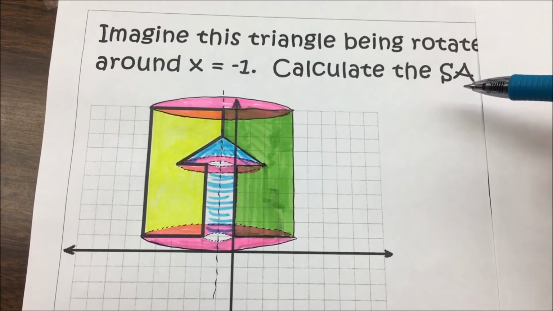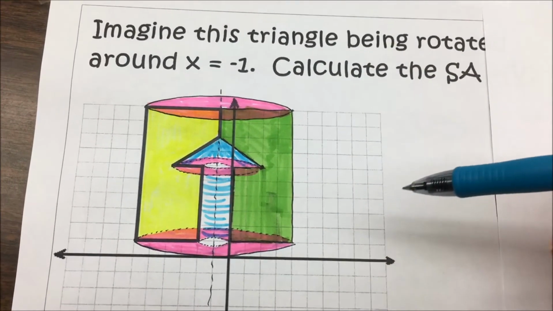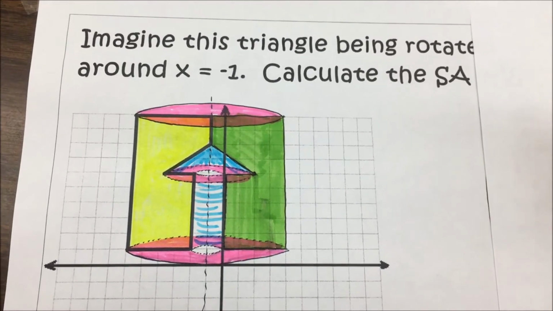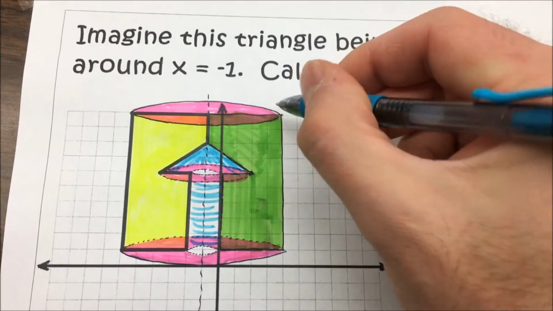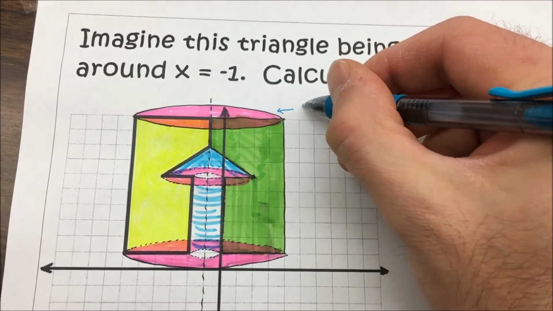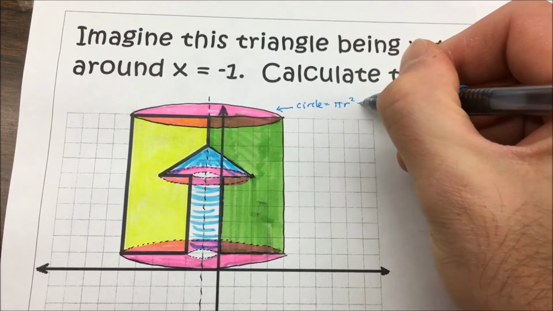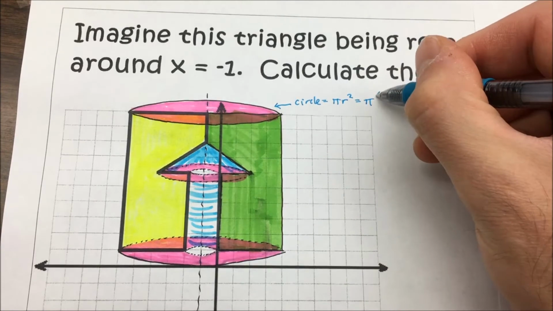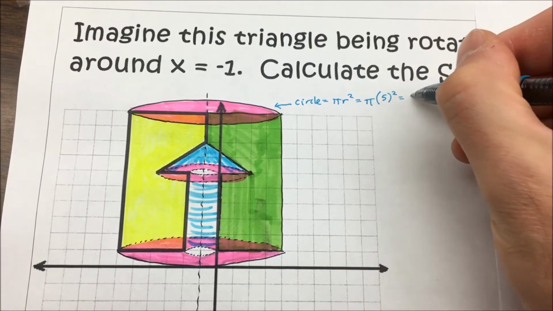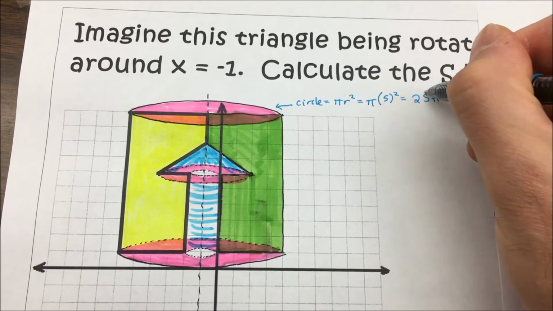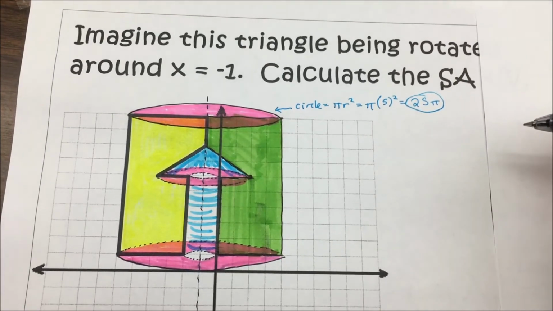All right, now we're going to focus on the surface area of this thing. So I'm just going to break it down surface by surface, and I'm going to start at the top. On the top, we've got a full circle, and the area of a circle is pi r squared with a radius of 5. So on the top, I've got 25 pi of surface area.